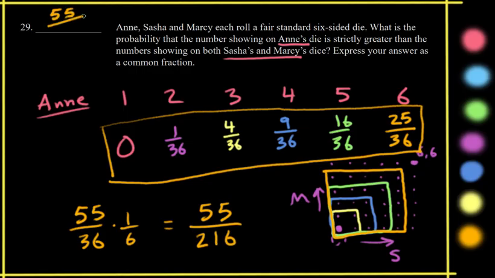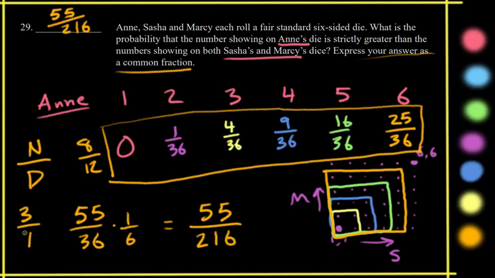55 divided by 216. And they said express your answer as a common fraction. One thing I realized I maybe have never taught you guys is that a common fraction has an integer on the numerator and an integer on the denominator, and it's simplified so that these two numbers are relatively prime. In other words, they don't have any common factors. So for example, 8 over 12 would not be a common fraction. You'd have to divide both top and bottom by 4 to get 3/4. That would be a common fraction.